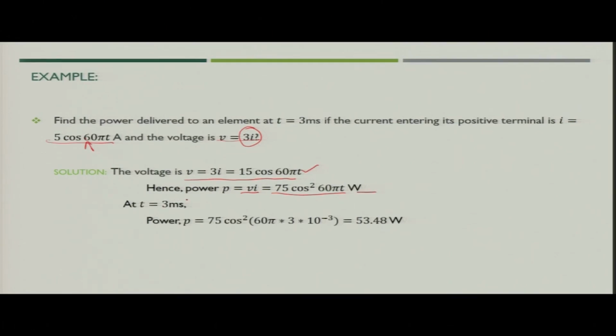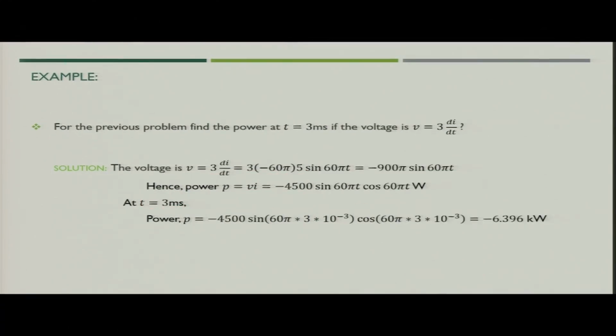Now, you need to find out the power delivered to an element at time t equal to 3 millisecond. It means that you have to simply replace t with the value of 3 millisecond, and when you simplify you will get simply the power delivered to an element, that is 53.48 watt.